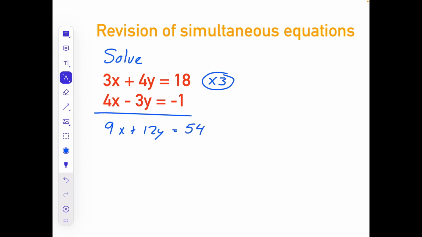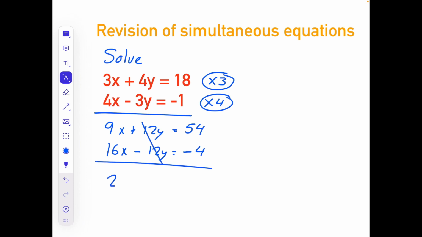Now the bottom line, I want to turn that negative 3y into a negative 12y. So I need to multiply that line by 4. Very important to multiply everything in the line. So it's going to be 16x minus 12y is equal to minus 4. Now, cancel out. So 9x plus 16x will be 25x is equal to 54 minus 4, which will be 50. Get x on its own, divide both sides by 25. We get that x is equal to 2. So that's one of my answers.